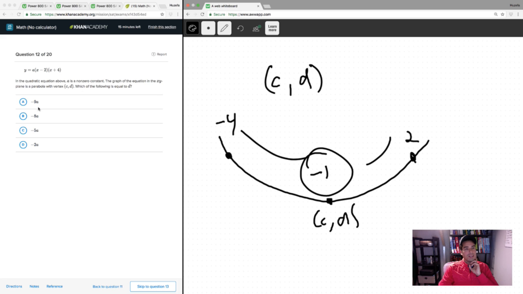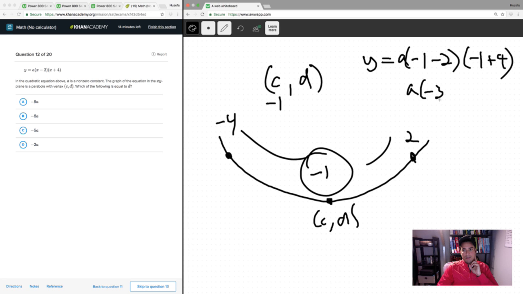So now we can plug in negative 1 and calculate what c and d are. Actually, no, we already know what c is, negative 1. We can calculate what d is based on a. So look, we just plug it in. y equals a times (negative 1 minus 2) times (negative 1 plus 4). And this is a times negative 3 times 3, which is negative 9a. That is d.